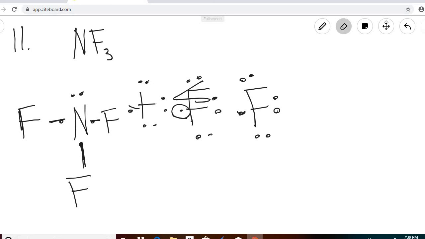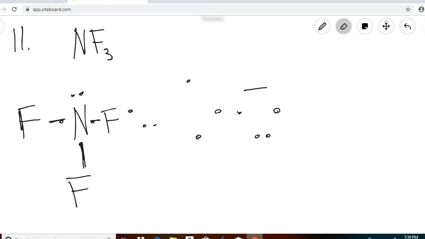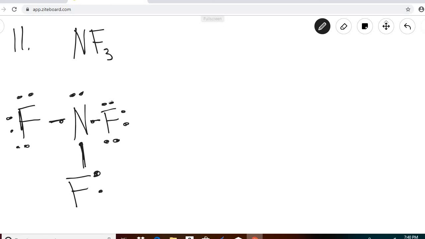So we'll erase these since we moved them. And then remember to put the paired electrons that are present on that fluorine. So now, with the sharing of electrons, the nitrogen and all three of the fluorines have their 8 valence electrons.